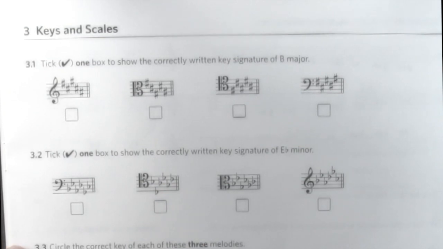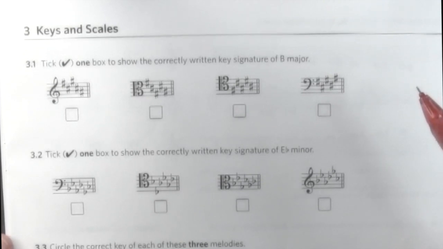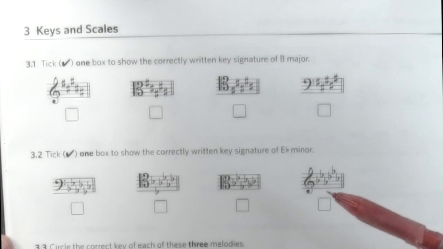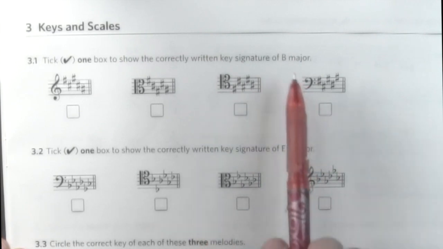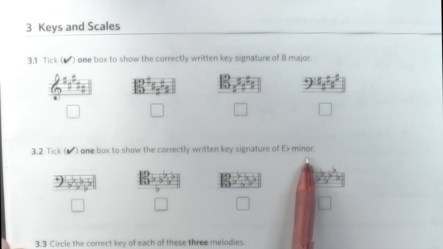So you need to know a few pieces of knowledge to answer these questions, and I'm sure you know them. If not, listen carefully to what I say. In these first 2 questions, we need to tick the box to show the only key signature correctly written of the following keys: B major and E flat minor.